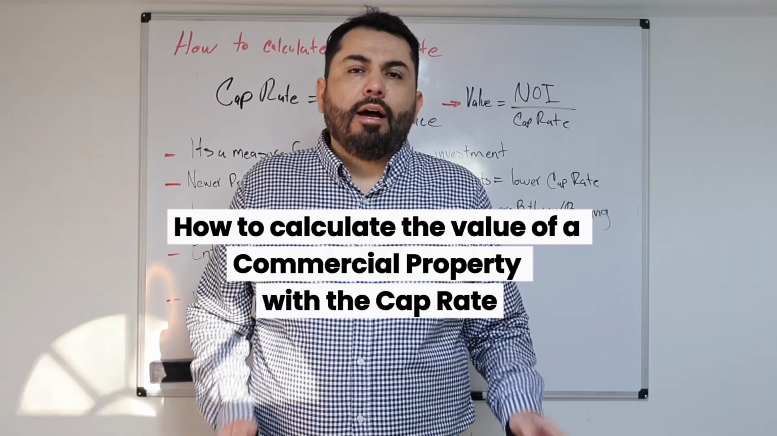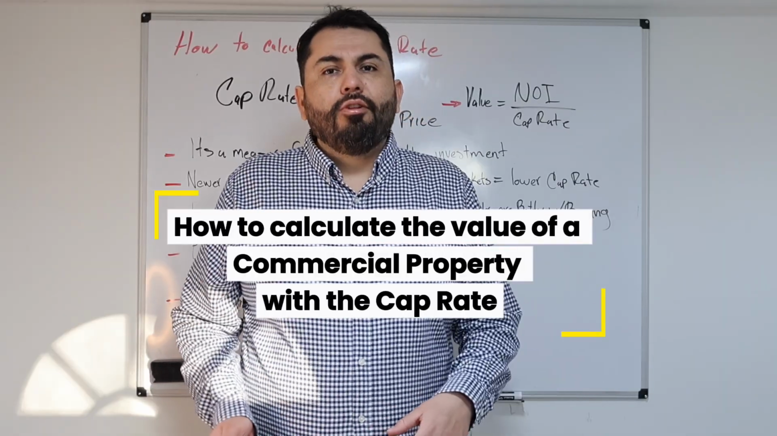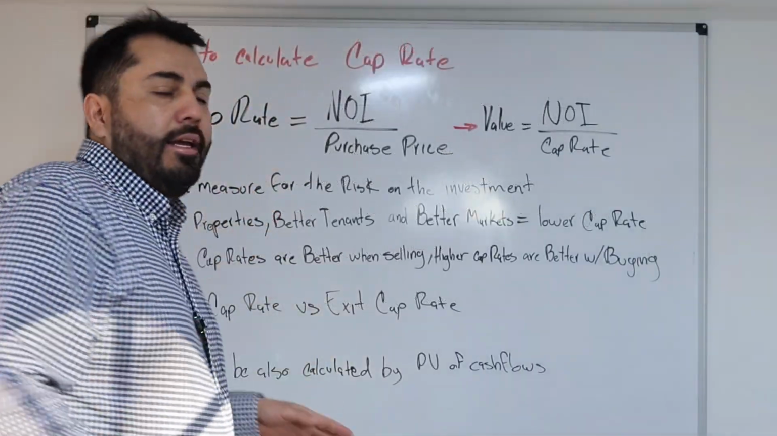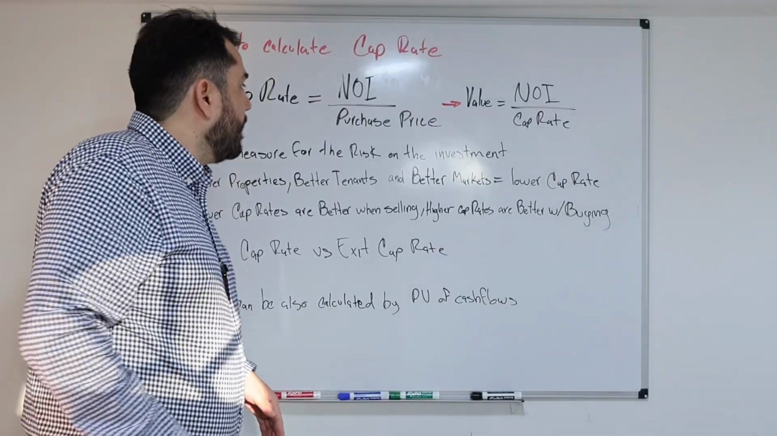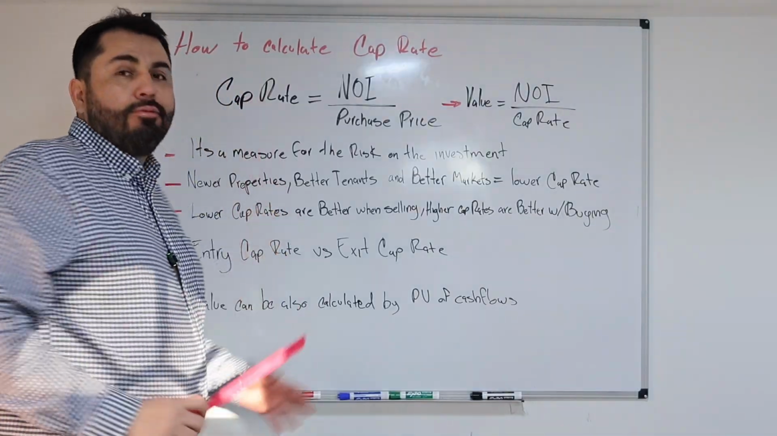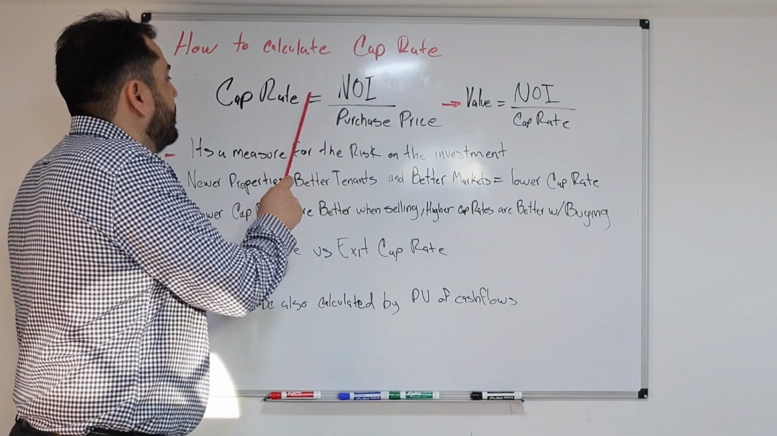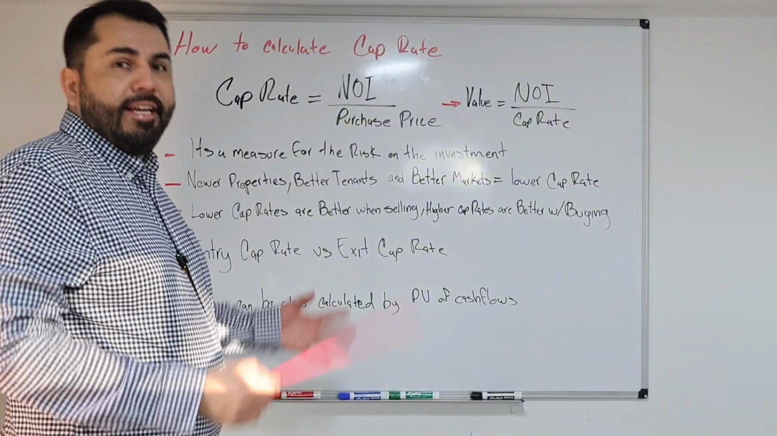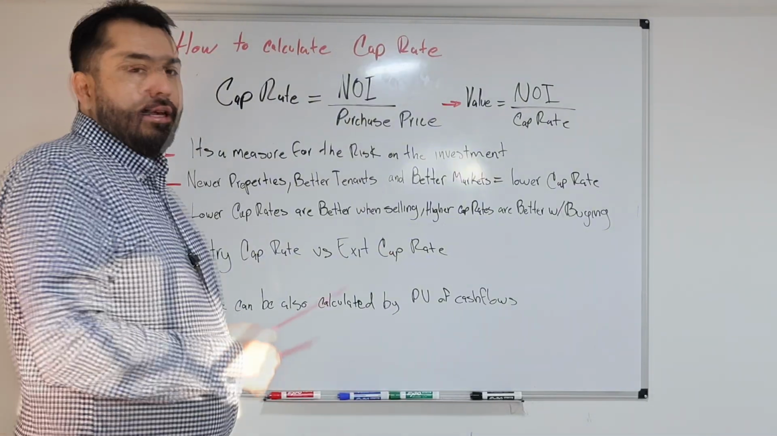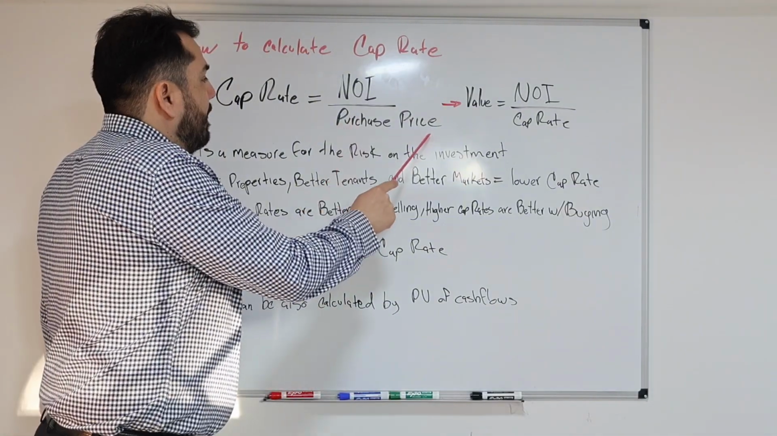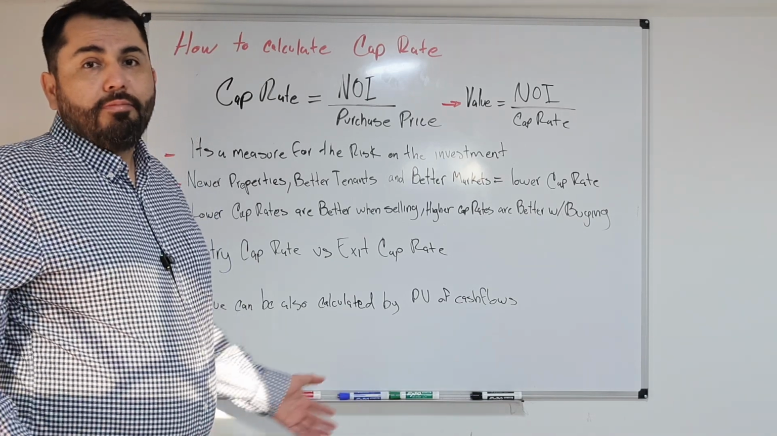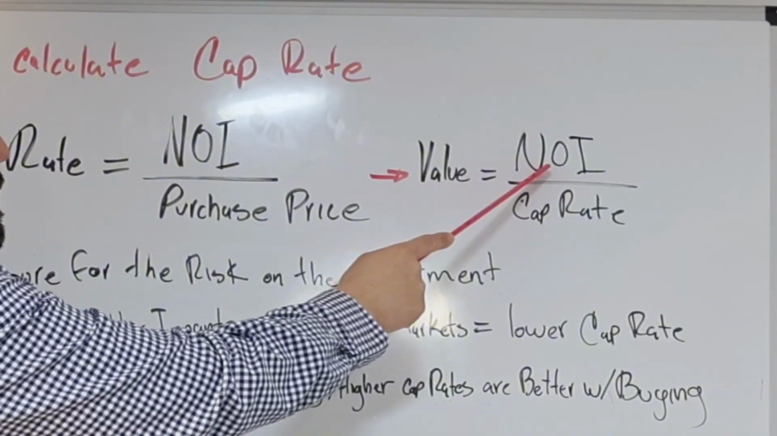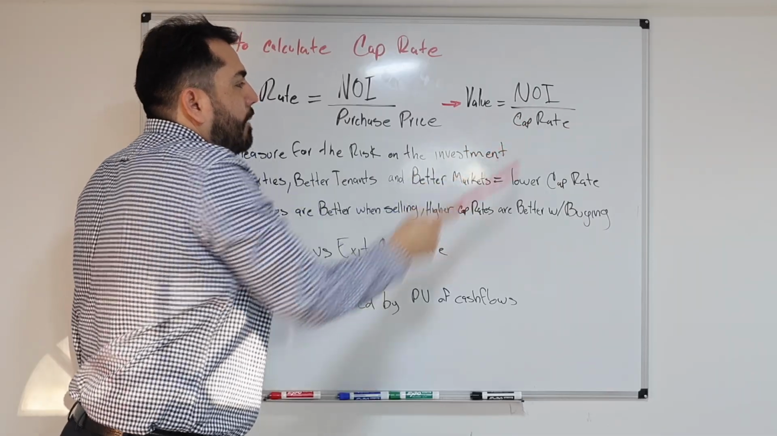Okay, so let's find out how to calculate the cap rate and the value of a property and what other variables influence the cap rate to go up or to go down. The formula is really simple. The cap rate equals net operating income of the property, the cash flows less expenses, divided by the purchase price. Really simple. To find the value, you just divide the NOI by the cap rate.